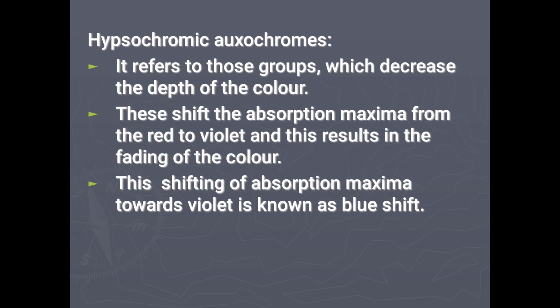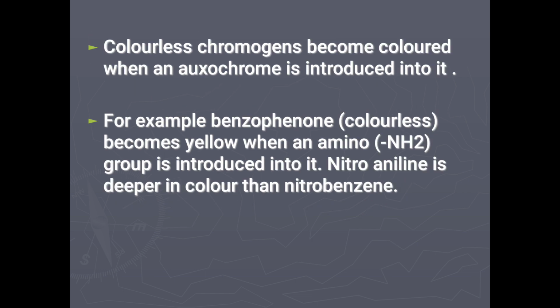Hypsochromic oxochromes refer to those groups which decrease the depth of the color. This shifts the absorption maxima from red to violet and results in the fading of the color. The shifting of absorption maxima towards violet is known as the blue shift.